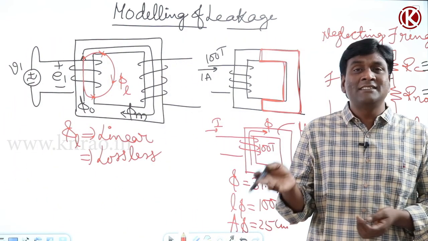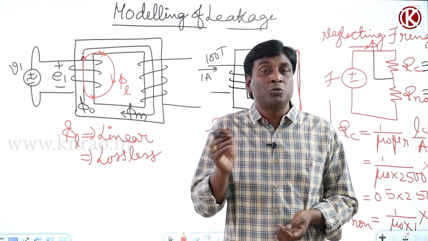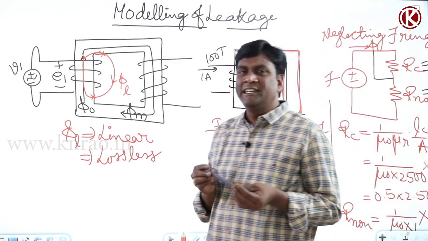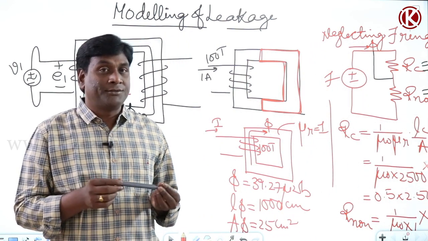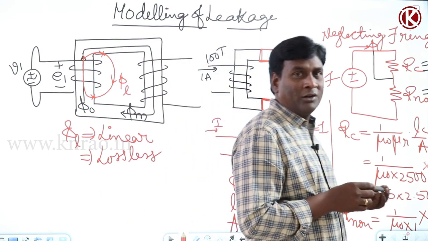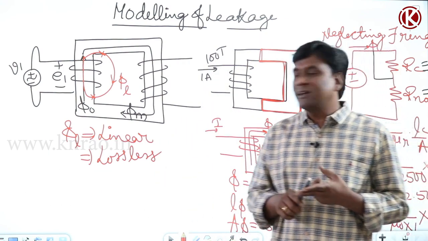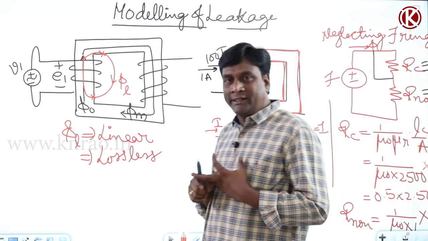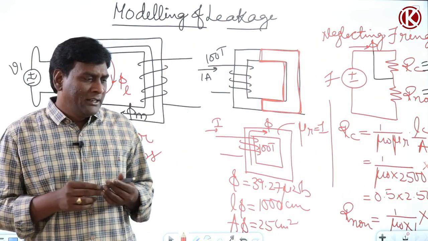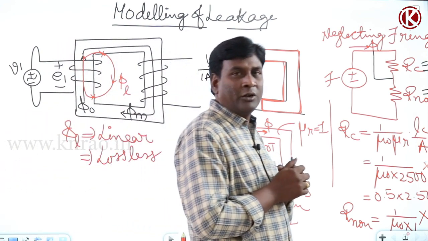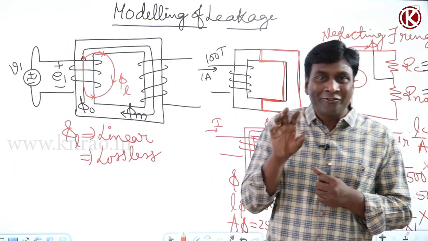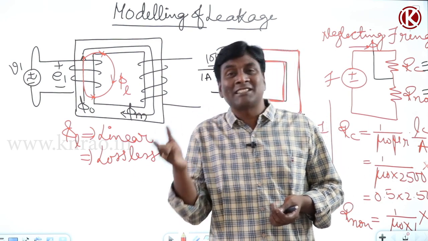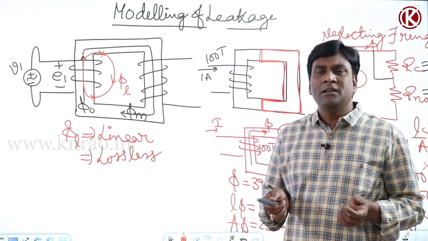So the moment leakage is lossless, by which element or which property of network theory do we have to model leakage? Resistance? No, it is a power absorbing element. Inductance, yes. Capacitance, yes. So by inductance or capacitance only we can model leakage. That is the first point. The second point: because of magnetic flux variation, if you get voltage, that will be inductance. Because of electrical flux variation, if you get current, that is capacitance.